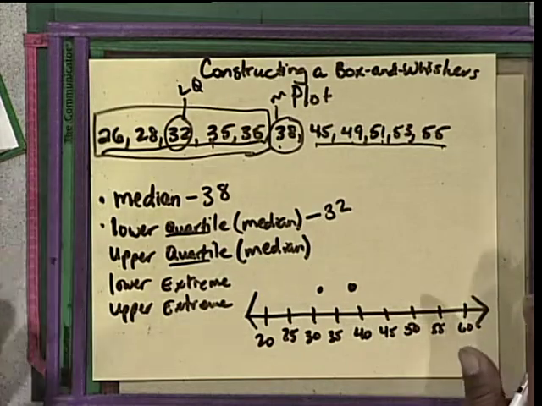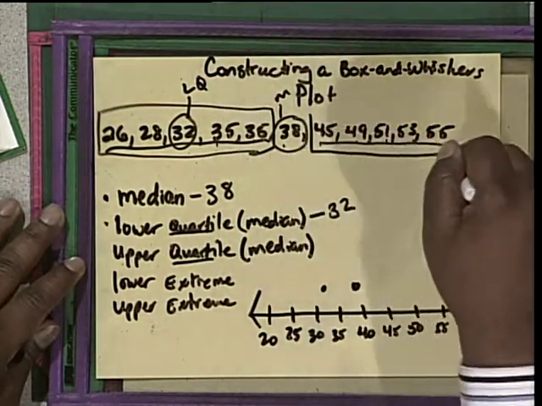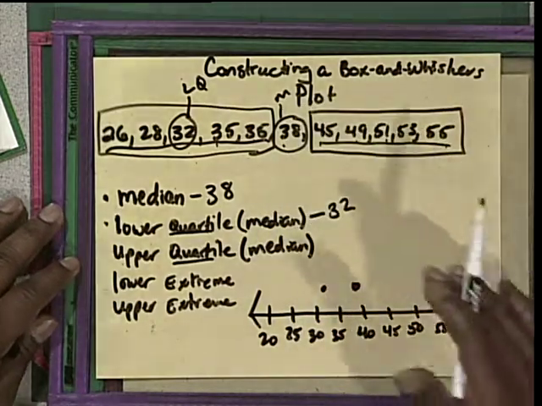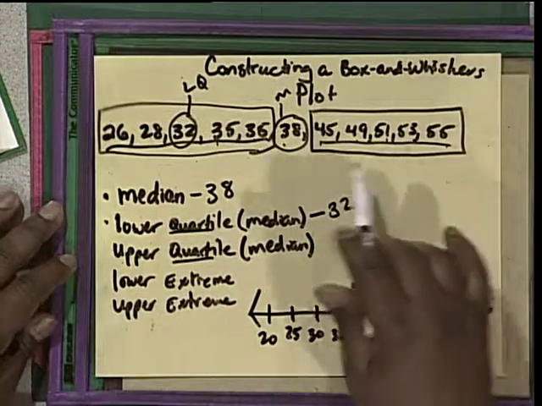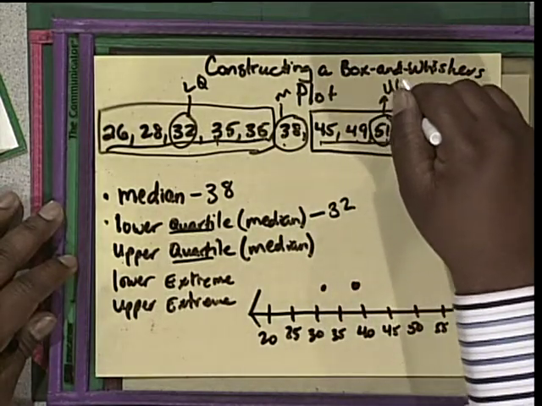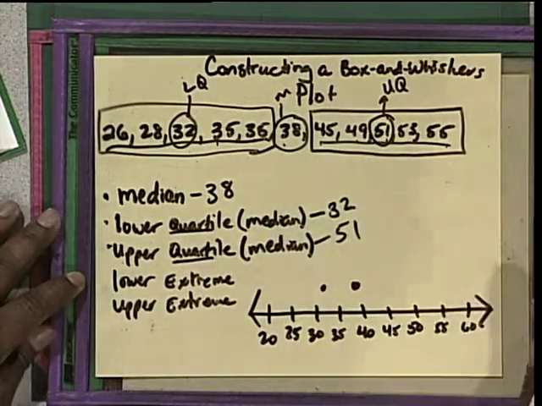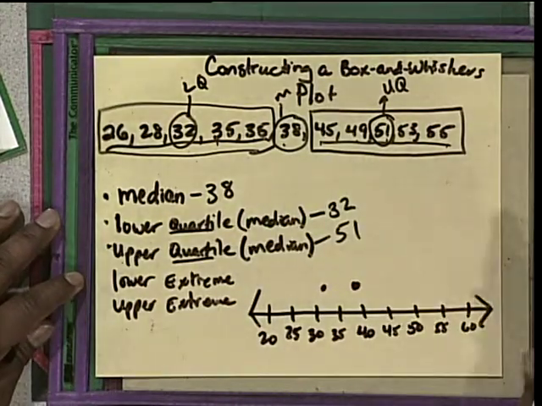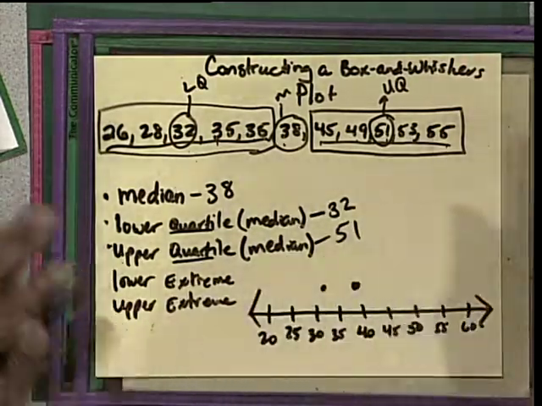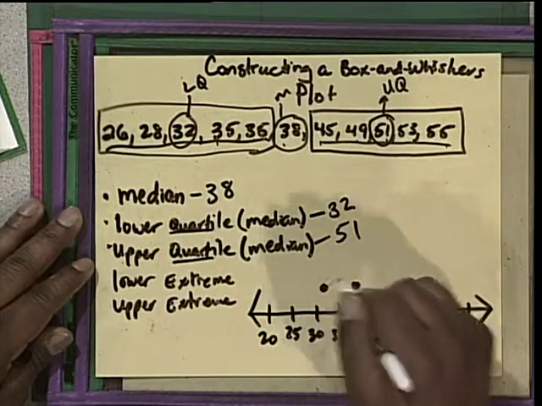So next, I'm going to find my upper quartile. The upper quartile are the numbers greater than my median, and I need to find a median amongst those numbers. Once again, it's 5 numbers. The middle number is 51. That's my upper quartile. So I'm going to go ahead with my number line and place a point for 51. And I know that 51 is right after 50, so it's really close to 50. Make my points a little bit larger.